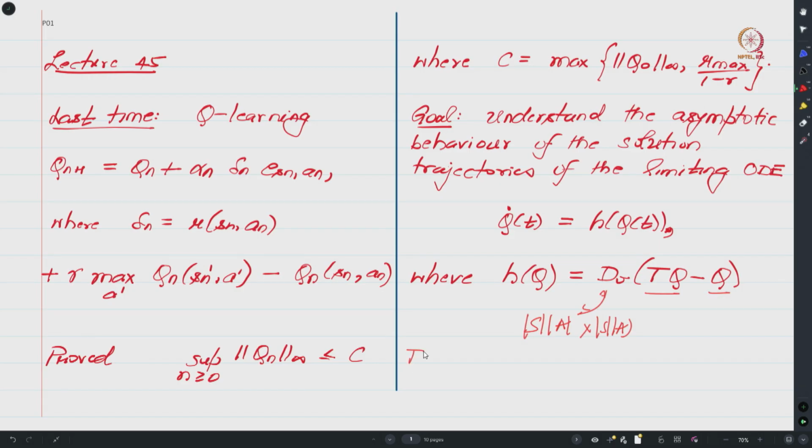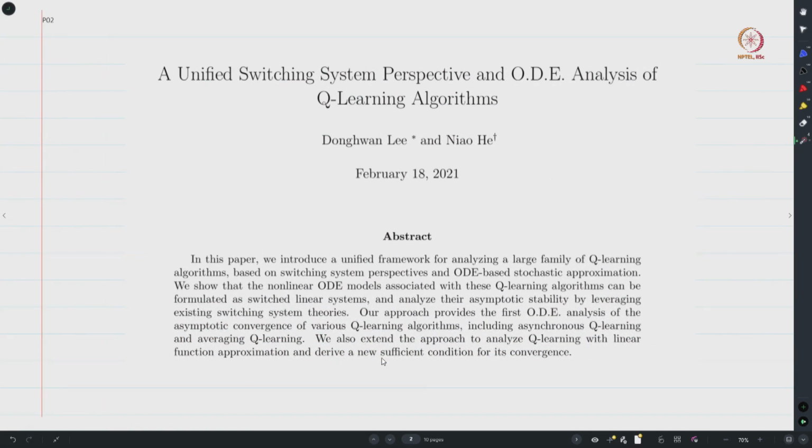If you recall, TQ of (s, a) equals R of (s, a) plus gamma times the sum over s prime of P of s prime given (s, a) times max of Q of (s prime, a prime), where the max is taken over a prime. This is the expression for TQ that we had discussed in the previous class, and this T over here is referred to as the Bellman optimality operator.